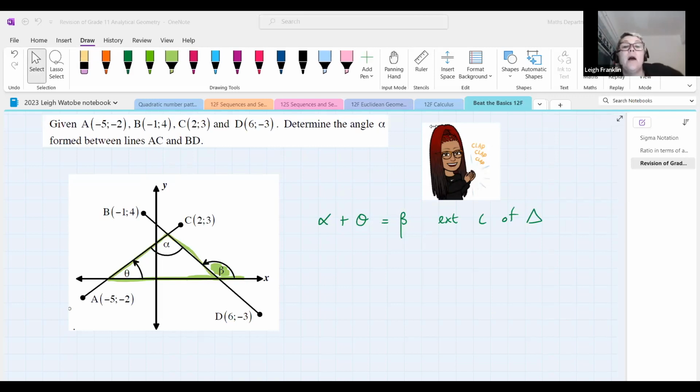No problem. Gugu, no, beta would not be an acute angle, okay? Because when you calculate the gradient of line BD, you should see that it is negative. That means that beta will be an obtuse angle. Theta will be an acute angle because the gradient of line AC is positive. Okay, Gugu? Cool.